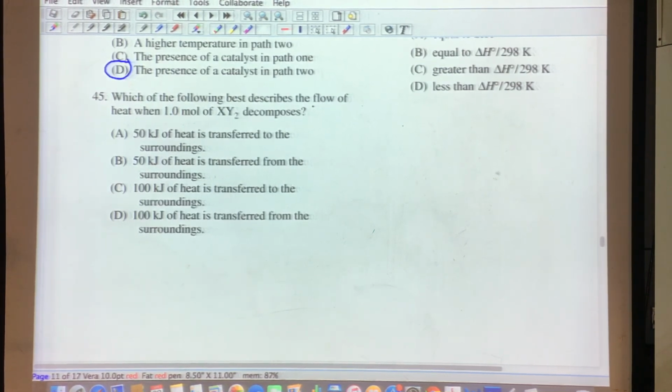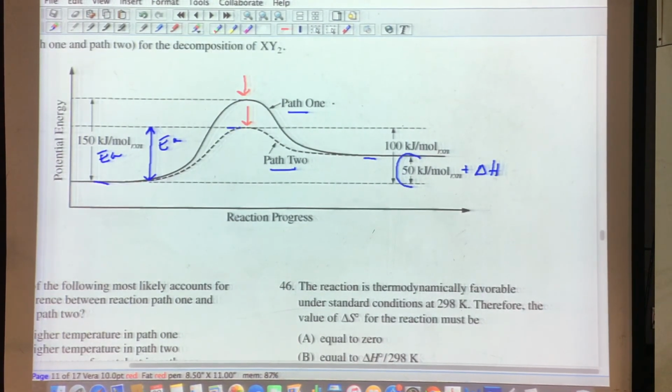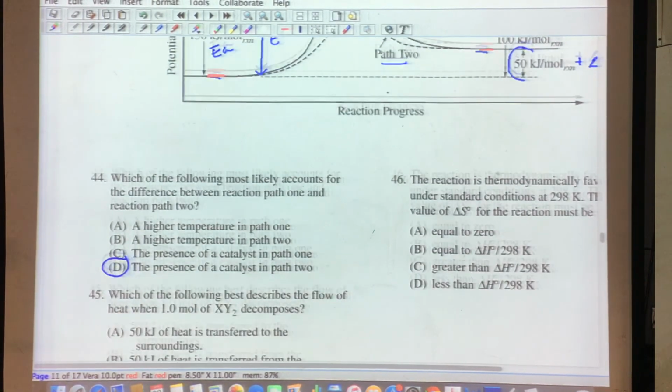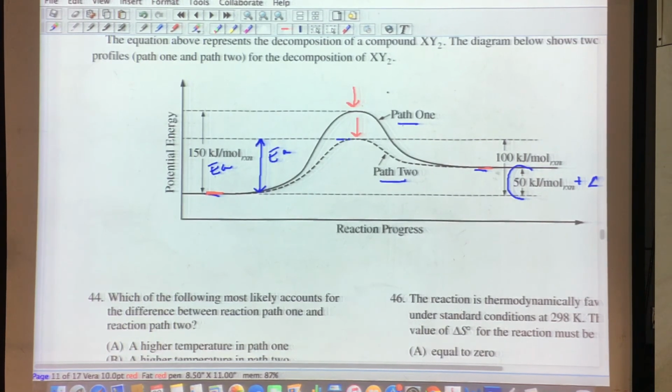Question 45: Which of the following best describes the flow of heat when 1 mole of X2 decomposes? What they're asking is whether you can realize that this is the enthalpy, the difference of where you start. And by the way, if you didn't notice that, the potential energy of the products minus the reactants gives you a positive value. That's where delta H comes from. So it's positive, it's endothermic. That means energy is being taken from the environment. Now, why is it 50, not 100? 100 represents the activation energy of the catalyzed reaction.